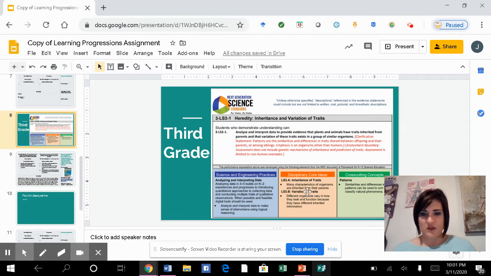So again, continue to build off disciplinary core ideas of inheritance of traits and variations of traits, but now more within a small group. And we are again continuing to analyze and interpret data based on the characteristics of how traits are passed down from parent to offspring, and also looking at patterns. How are these traits passed down and why?